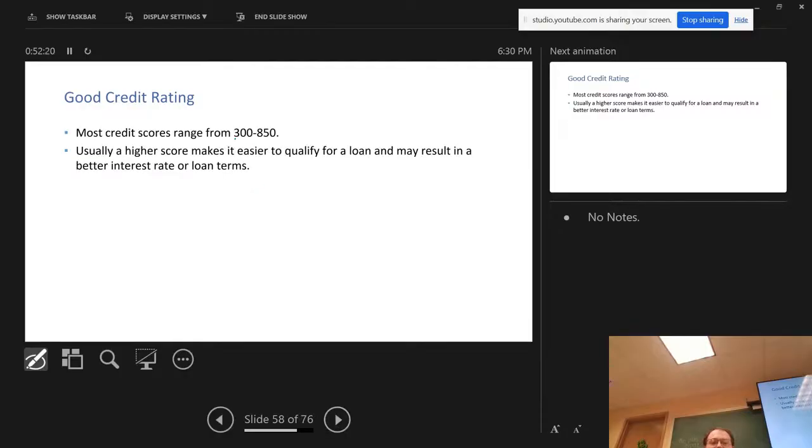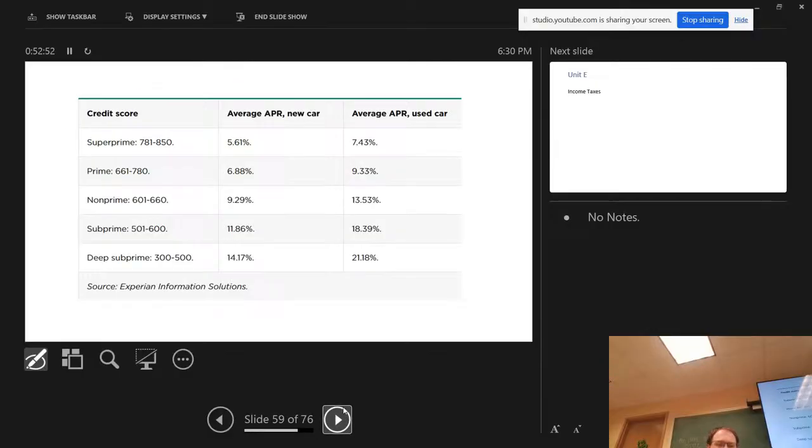Okay, I was pretty close. 300 to 850 for credit scores. Usually a higher score makes it easier to qualify. You typically get better interest rates too. I know when I was applying for my mortgage, I think the magic number they said was 720 to get the best interest rate. So anything in that region is good shape.